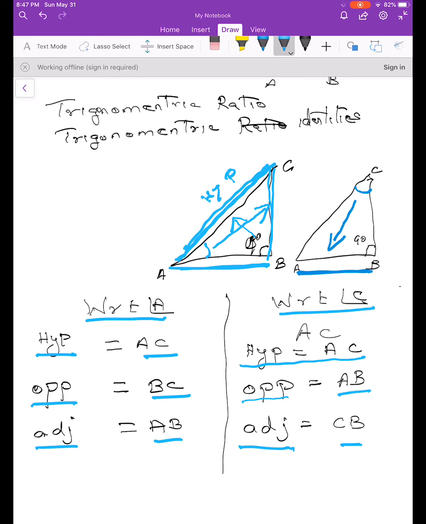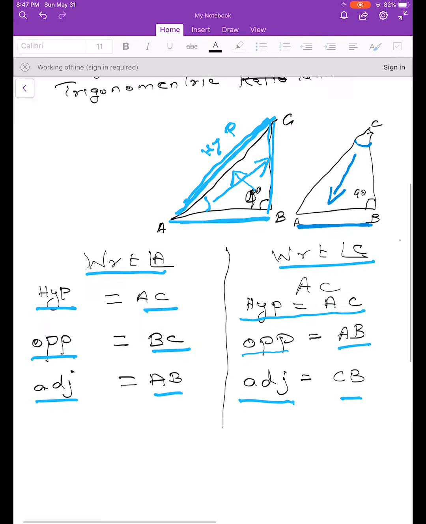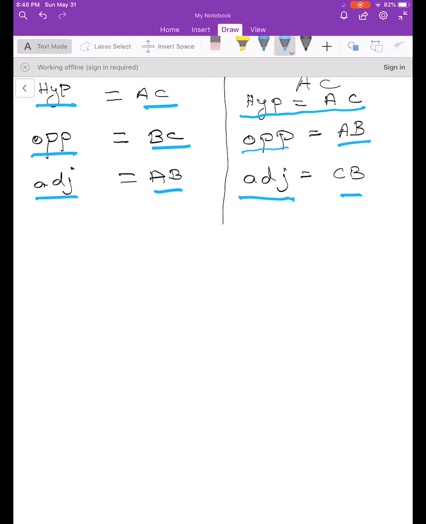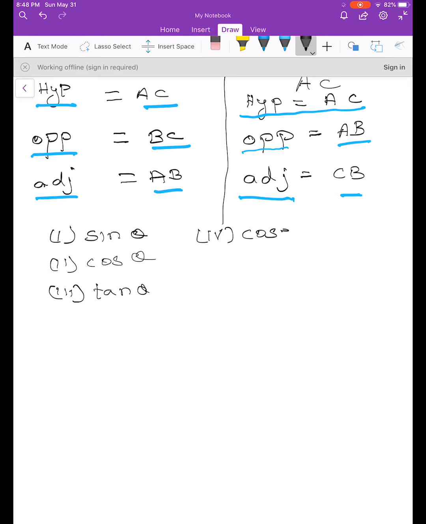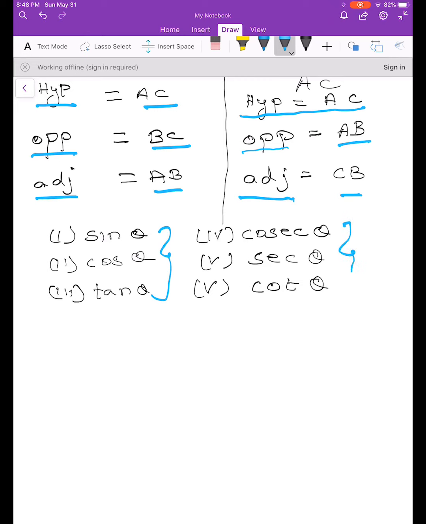There are 6 trigonometric ratios which we have to know. They are sin theta, cos theta, tan theta, cosecant theta, secant theta, and cot theta. These are the 6 ratios that we will study in this chapter.